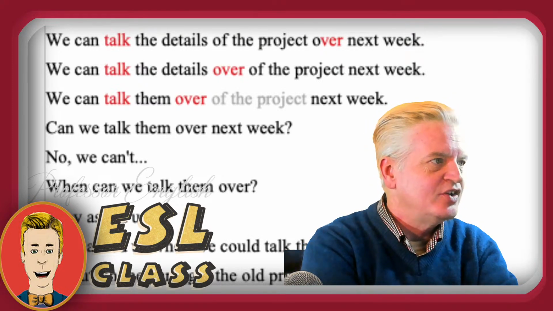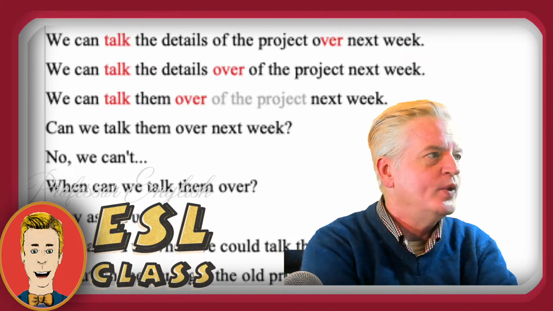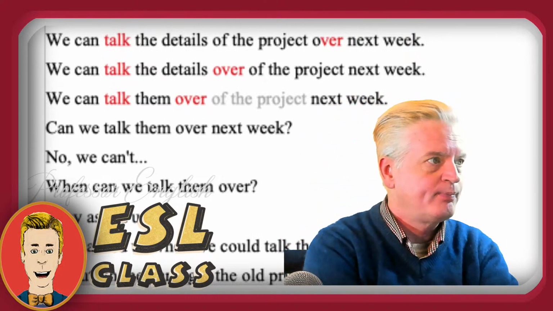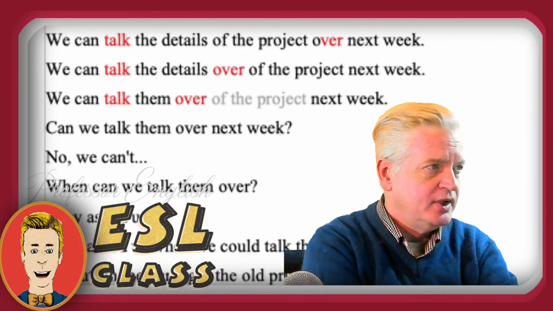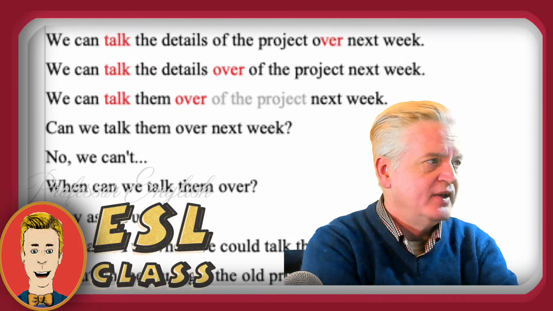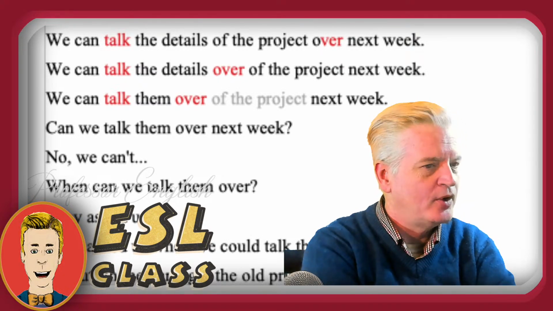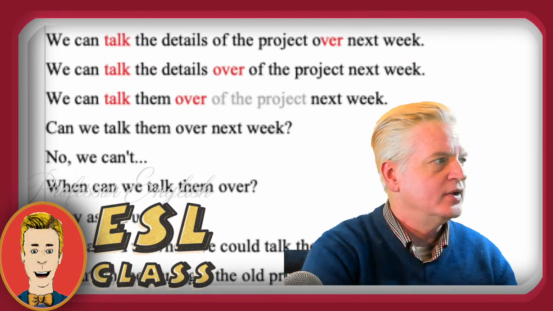Because you can say, we can talk them over next week. We can talk the details of the project over next week. It matters what you put inside of the phrasal verb. You have to think about that. And that's a pretty tricky thing to do. We can talk them over next week. We can talk the details of the project over next week.